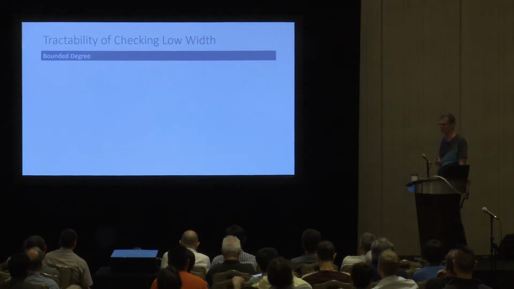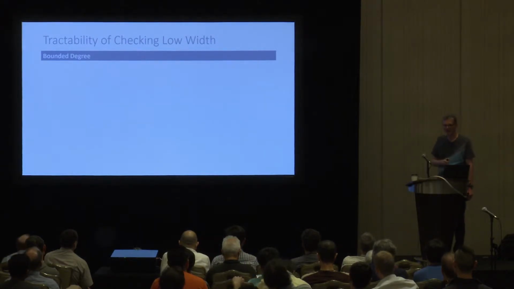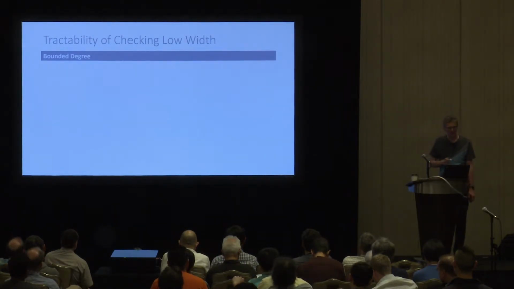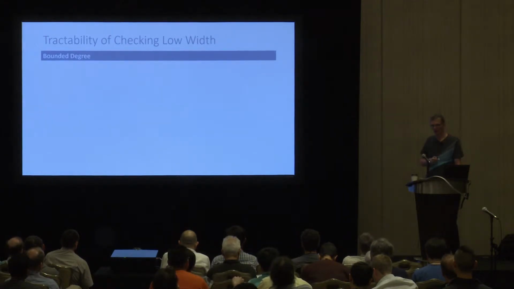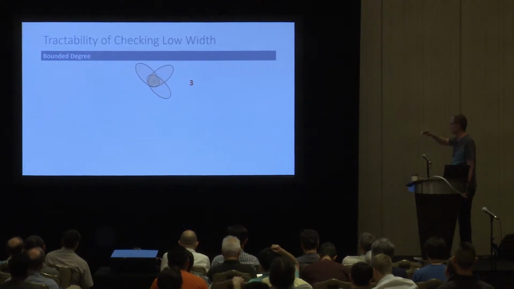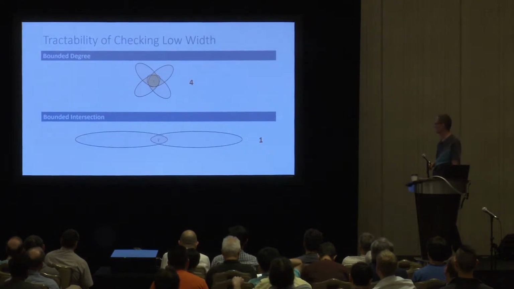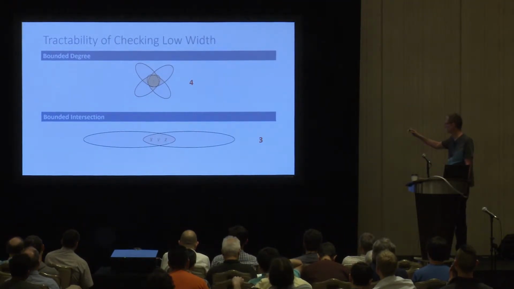We also have positive results, namely, we identified tractable cases. And to this end, we identified relevant structural properties of the hypergraphs. One is the degree, that is the maximum number of edges in which a vertex appears. And the other one is the intersection size, that is the maximum number of vertices that two edges share.